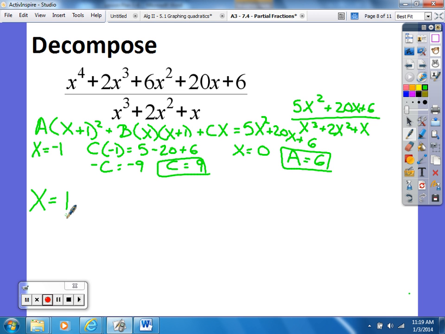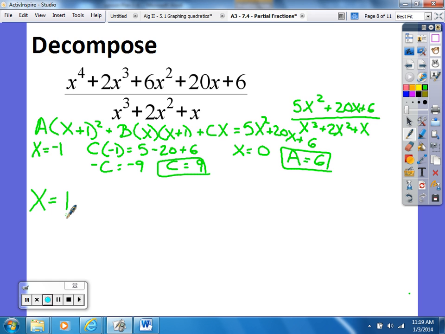How'd you get A equals 6? So I plugged in 0. If I put in 0 here, you just get the letter A, right? This, B times 0 is, I canceled. 0. Okay, good question. All right, so now I'm going to plug in the A, the C, and the X. Find B.